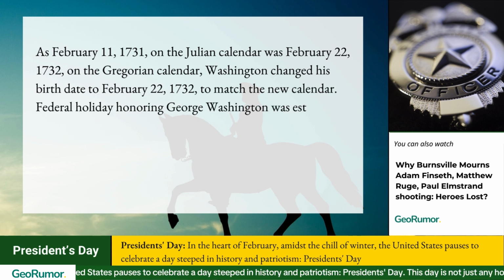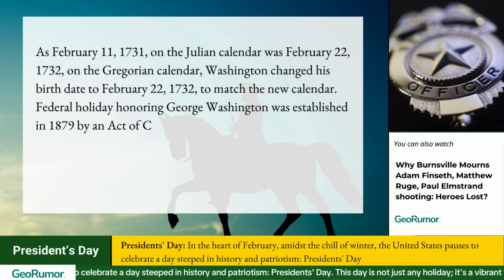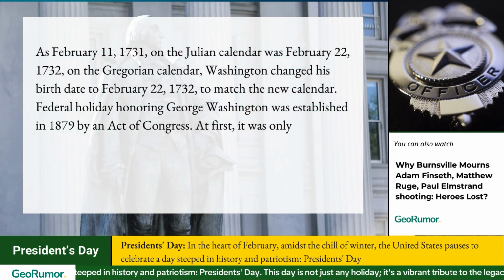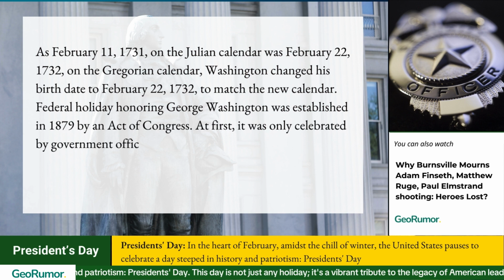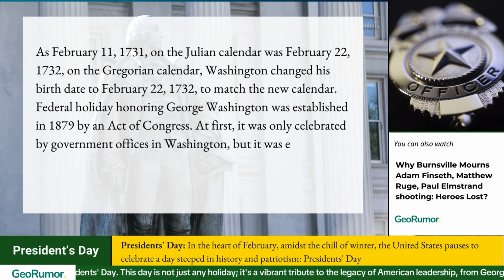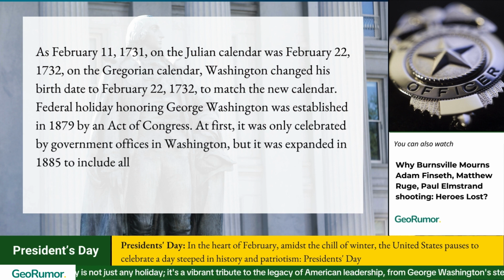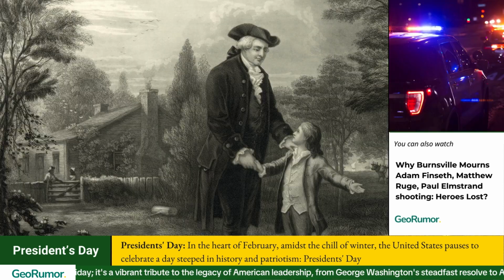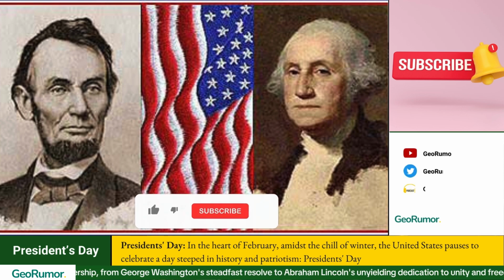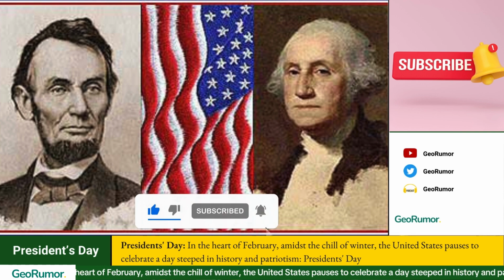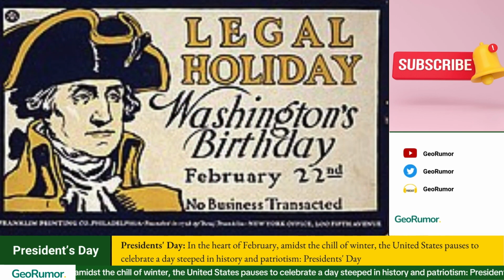The federal holiday honoring George Washington was established in 1879 by an act of Congress. At first, it was only celebrated by government offices in Washington, but it was expanded in 1885 to include all federal offices. Originally, it was celebrated on February 22nd, Washington's birthday, under the Gregorian calendar. However, in 1971, the Uniform Monday Holiday Act shifted the federal holiday to the third Monday in February. This means the holiday never falls on Washington's birthday, February 22nd.